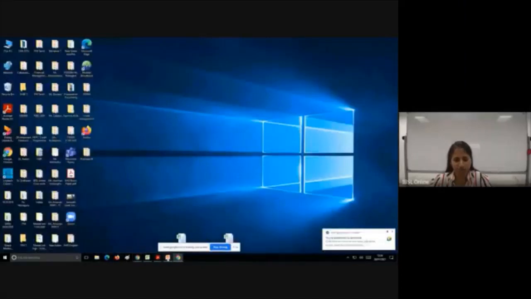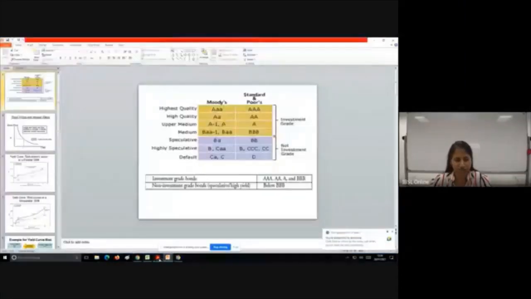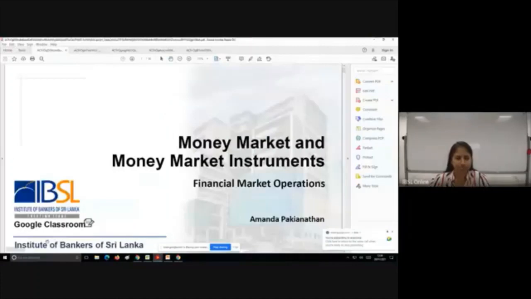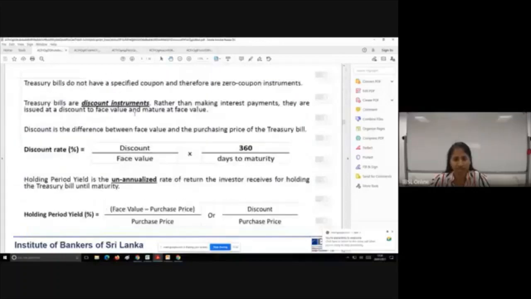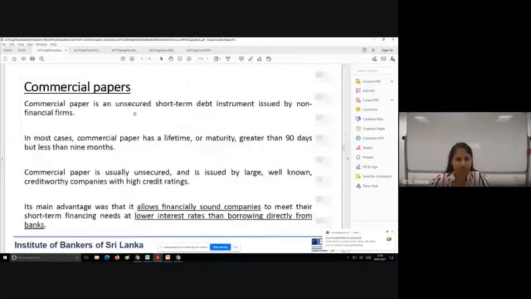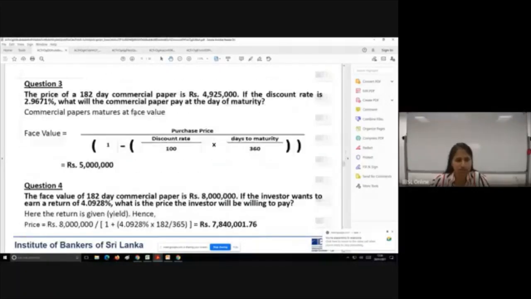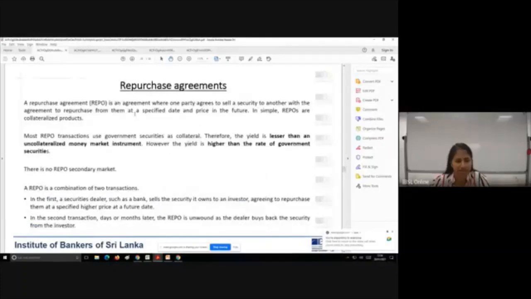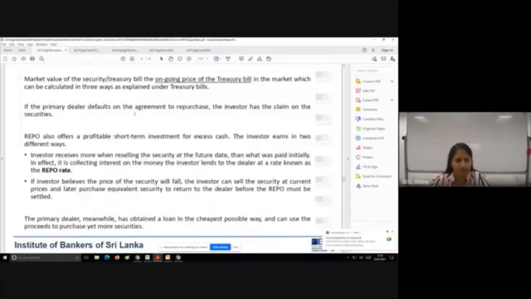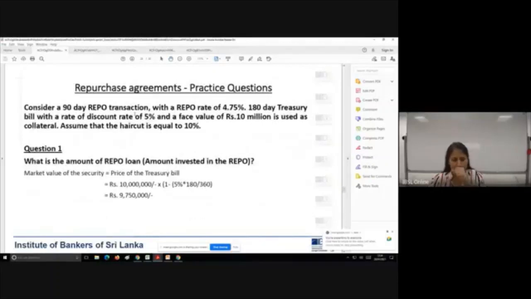So let's start off from where we left. We were looking at money market and money market instruments, and we were going through the calculations last week. We finished up commercial paper calculations, and we are going to start with the repo and then finish off with the certificate of deposit, and then we'll move on to the next lesson.